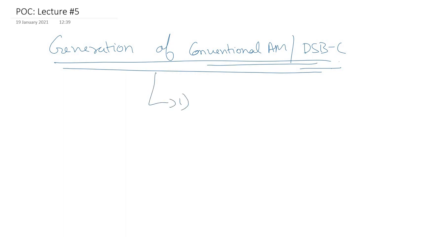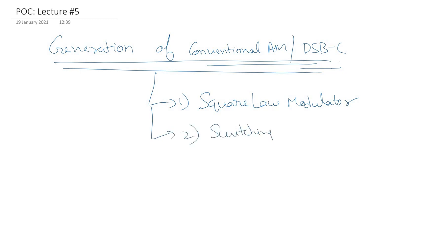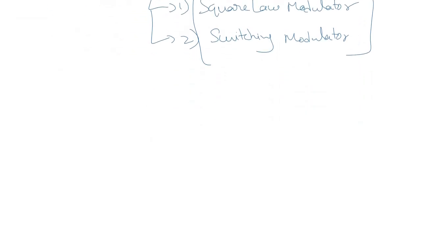First one is your square law modulator, and second one is your switching modulator. These are the two different types of modulators which are most frequently or most widely used type of circuits to generate your conventional AM or DSBC type of a signal.